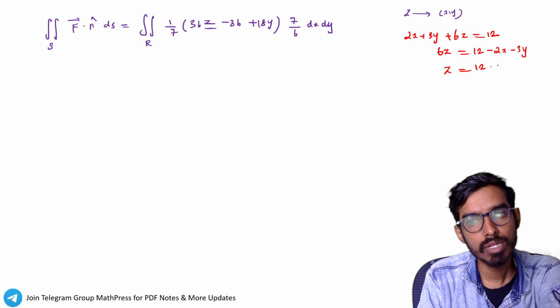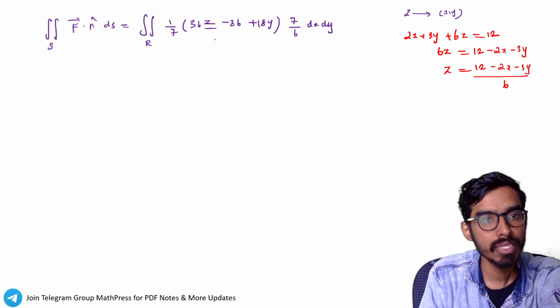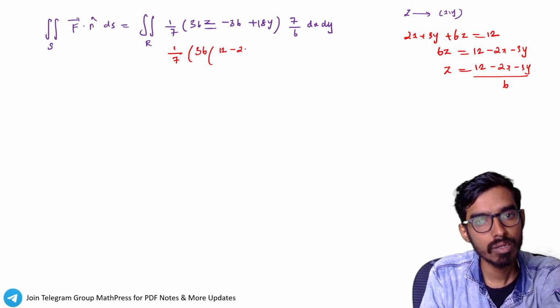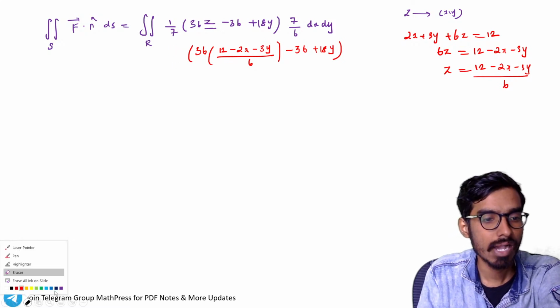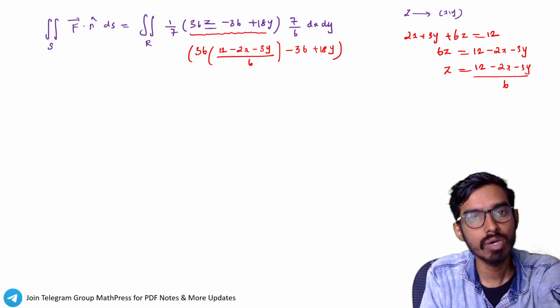So z is (12 minus 2x minus 3y) divided by 6, right? So we will put z here. So this will be 1 by 7, 36 into z, where z is (12 minus 2x minus 3y) divided by 6, minus 36 plus 18y, right? I'll just simplify this part alone, because these two are constants.